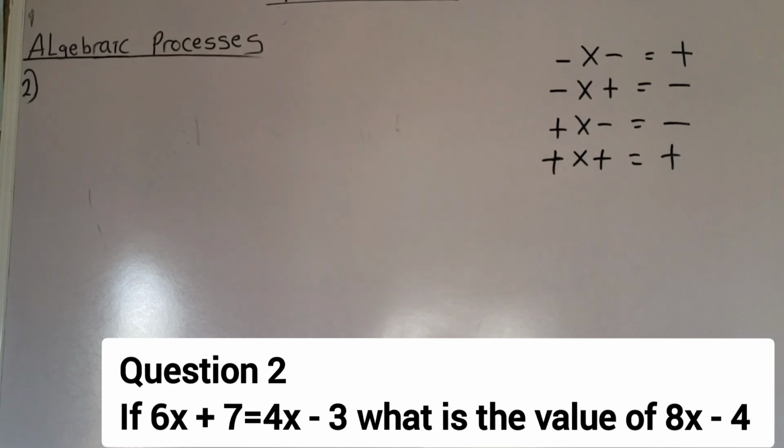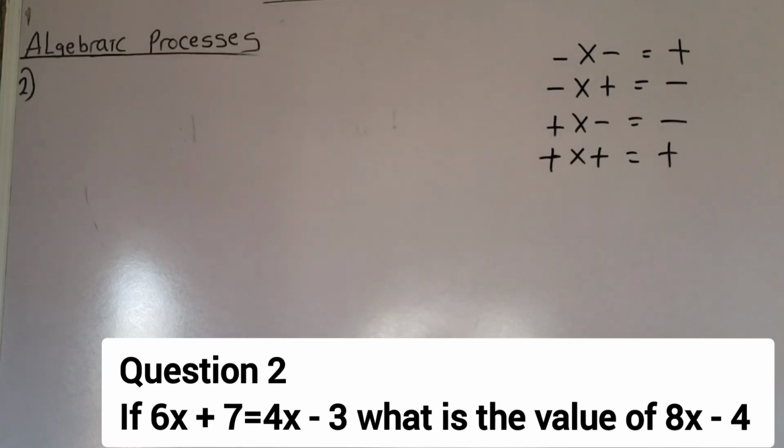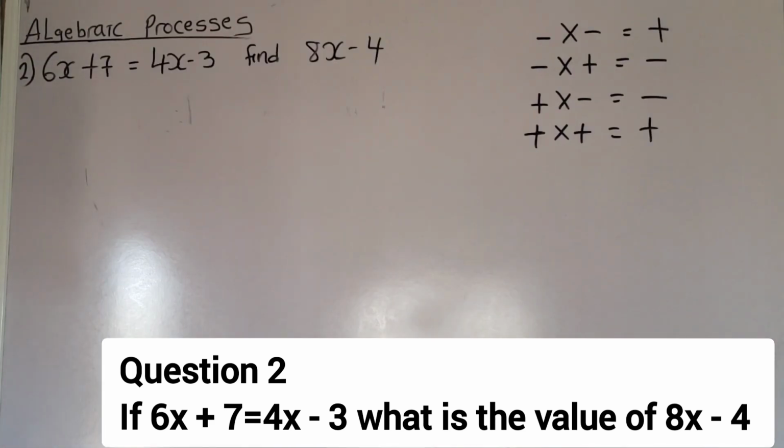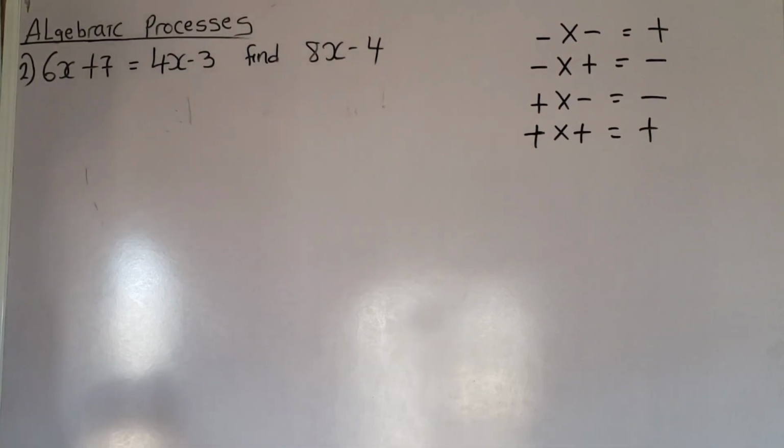Okay, question 2. If 6x plus 7 is equal to 4x minus 3, what is the value of 8x minus 4? I want you to pay attention. We cannot find the value of 8x minus 4 without knowing the value of x. So it's similar to the previous question that we solved. I'm very sure you can solve this. Now the first step here is to collect like terms. We want to find the value of x now.